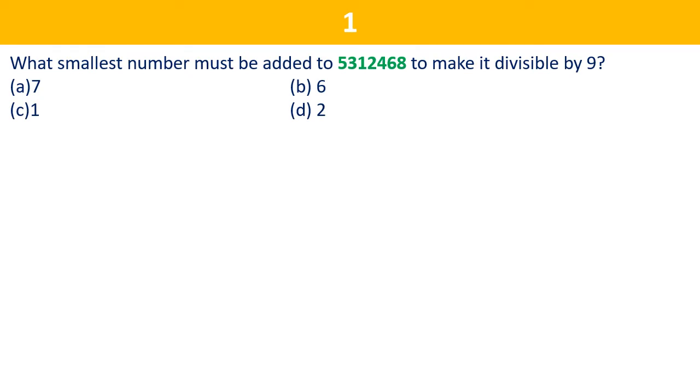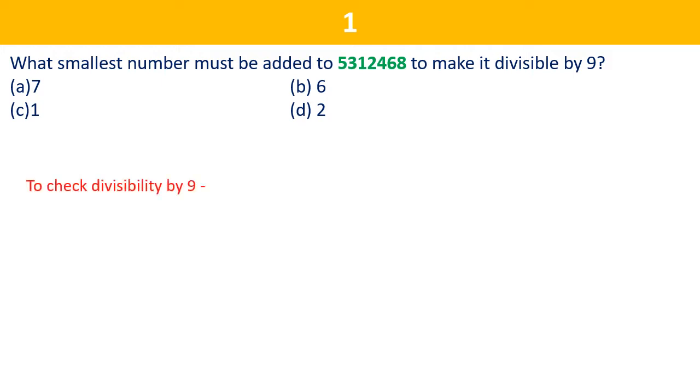Problem number 1. What smallest number must be added to the given number to make it divisible by 9? Now you very well know what the divisibility test for the number 9 is. We take the sum of the digits. So here also we will do the same.